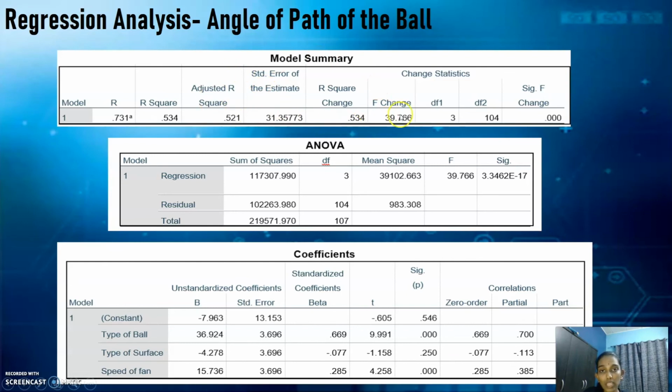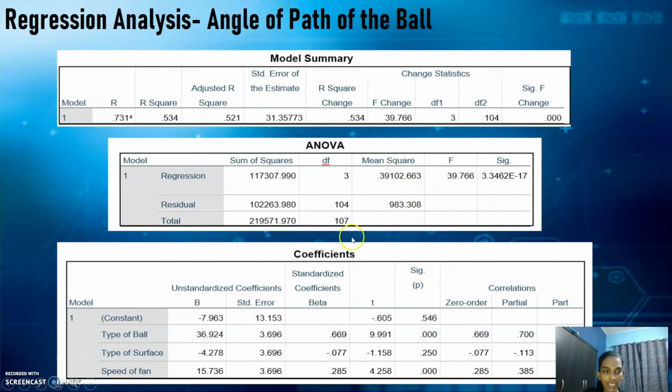Now let us look at the ANOVA table. For the ANOVA table, we look at the significance to see whether the data is significant or not. The significance value, or p-value, is also very small compared to the alpha level, almost near to 0. This explains that the data is also significant, or the model is also significant.